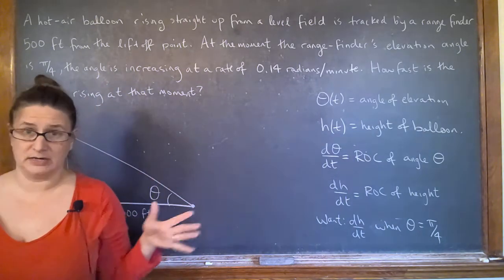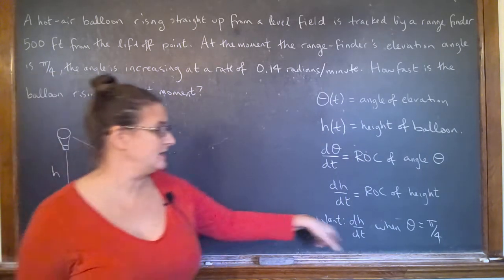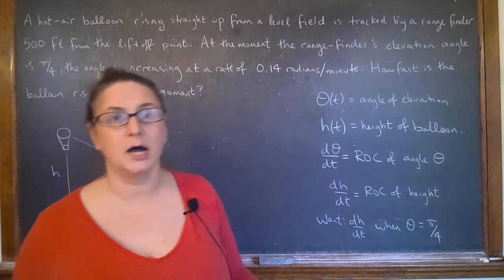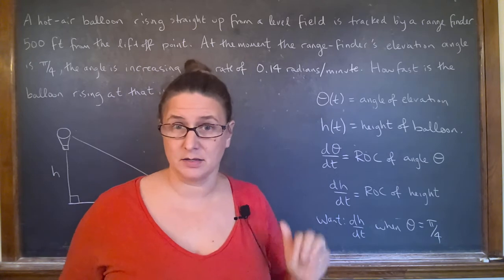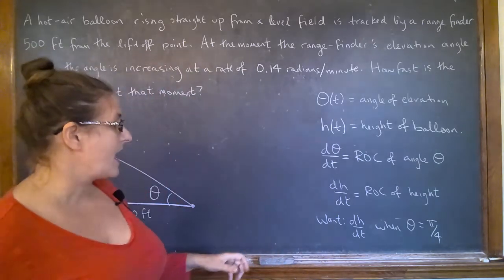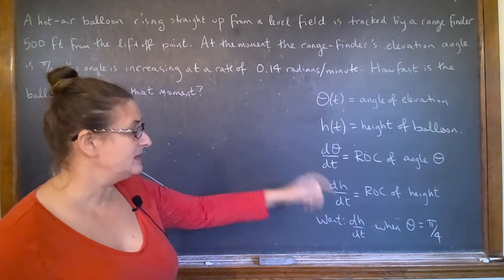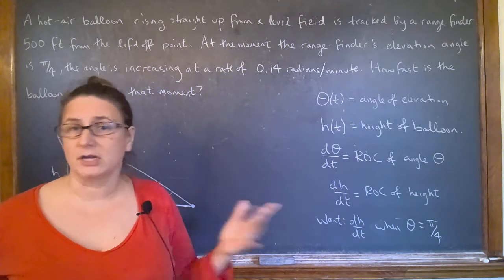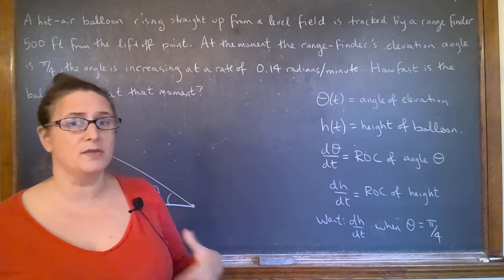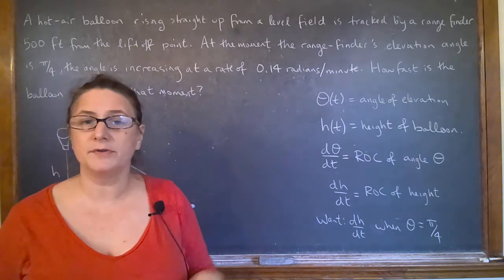Now, this is the trick with these, okay? You don't put in any numbers till the end, unless they're numbers that don't change with respect to the problem. Because dh dt, d theta dt, and theta are all maybe changing, right? So you don't want to put in the numbers until all of the derivatives are done.